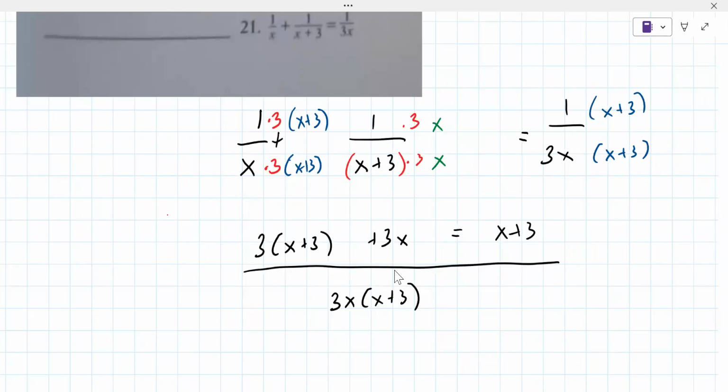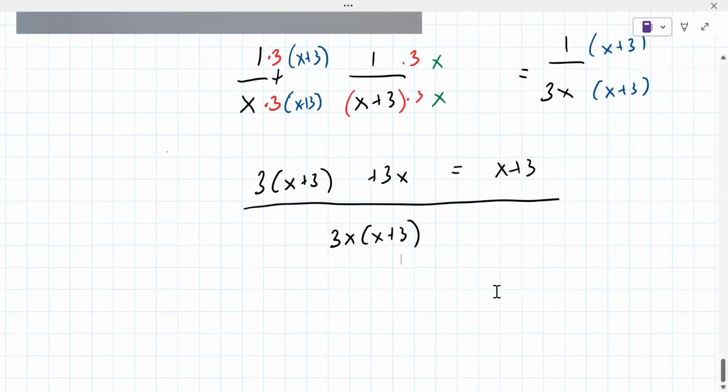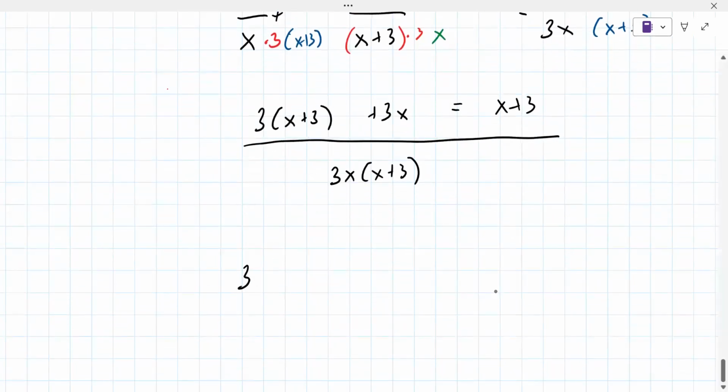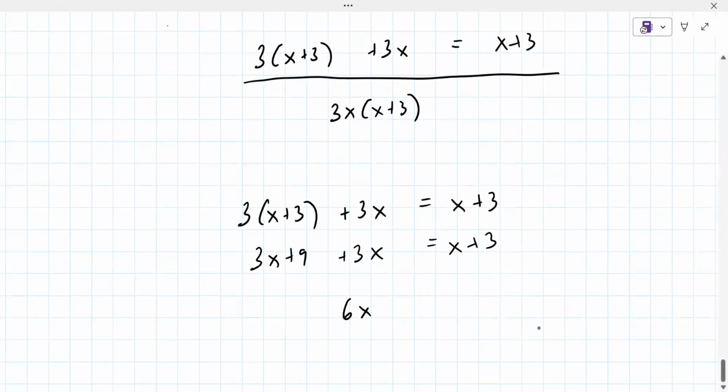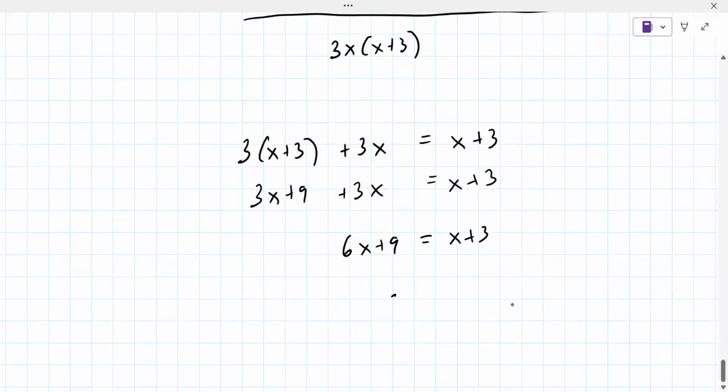All right. Now, again, we ignore the bottom. The bottoms are the same everywhere. So we just ignore it and we just look at the top. So 3 times x plus 3 plus 3x equals x plus 3. A lot of threes there. So we get 3x plus 9 plus 3x equals x plus 3. So we have 6x plus 9 equals x plus 3. Move the x over, so you get 5x equals negative 6, and x equals minus 5 over 6, like that.